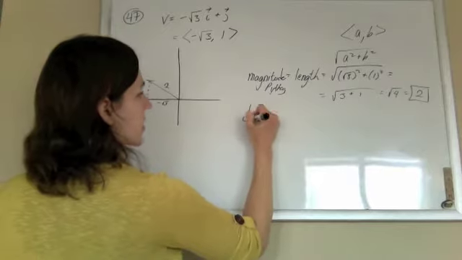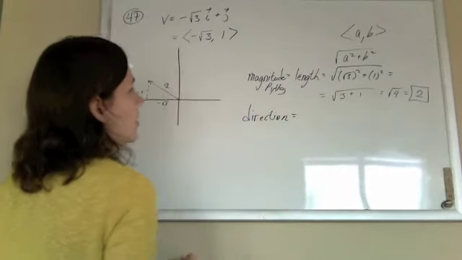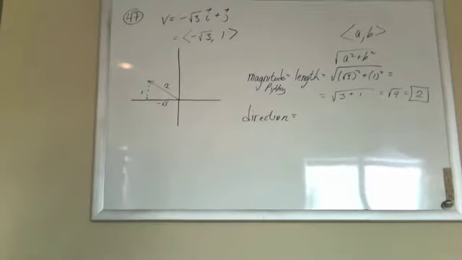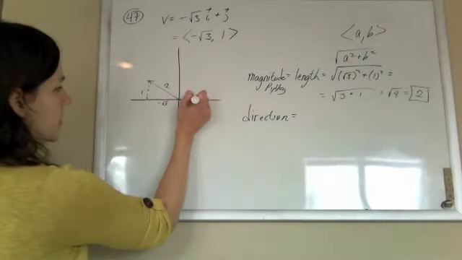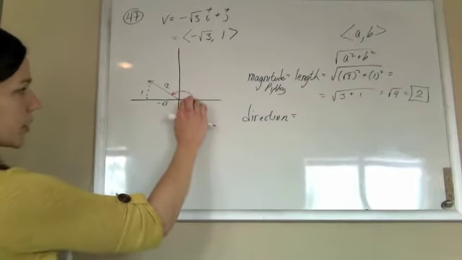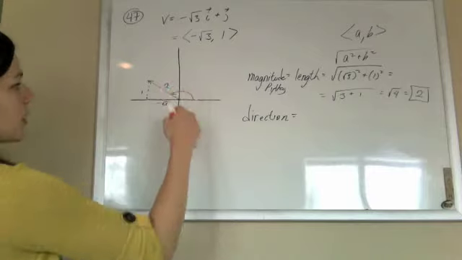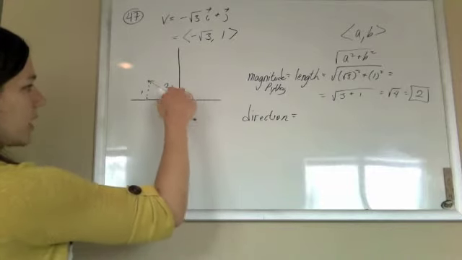And then they want us to figure out the direction. The direction is a fancy term for the angle it makes. When we make our angle, we always start here at the positive x-axis and go counterclockwise. And so we're looking for that angle.